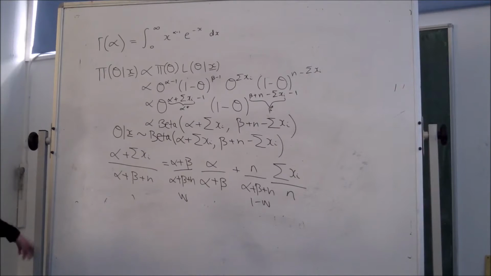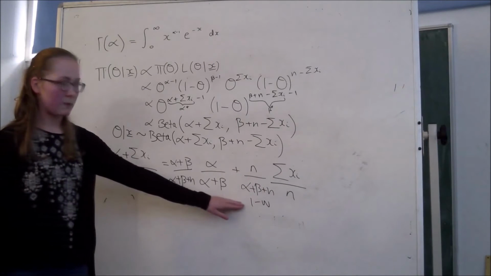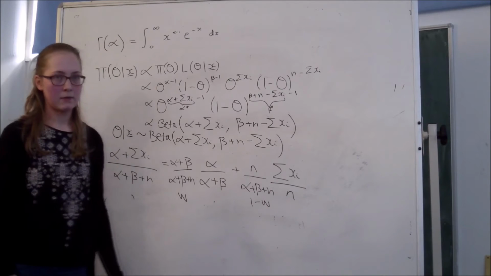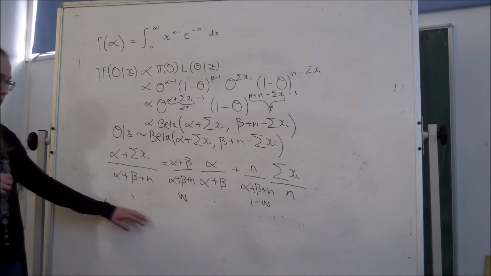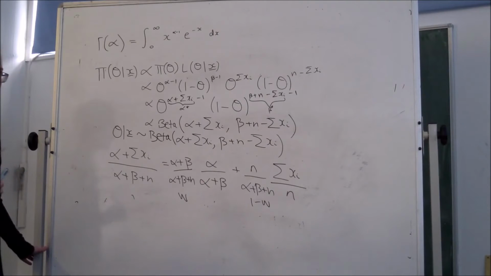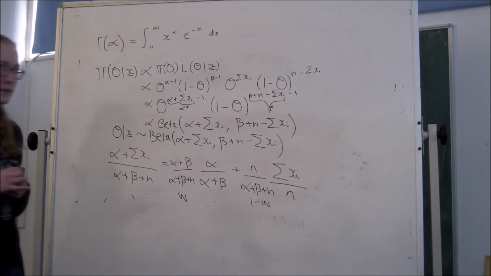Yeah, so as n goes to infinity, which means we get more data, w will go to 0, and 1 minus w will therefore go to 1, which means we're going to put more weight on the sample mean. So if you have more data, your prior distribution is less important, and your posterior mean will have more weight on the data, which is quite nice, because if we're worried about specifying our prior, then it doesn't matter too much if you have a lot of data.